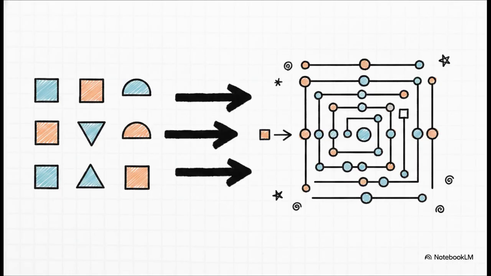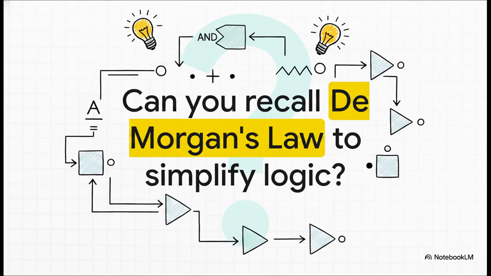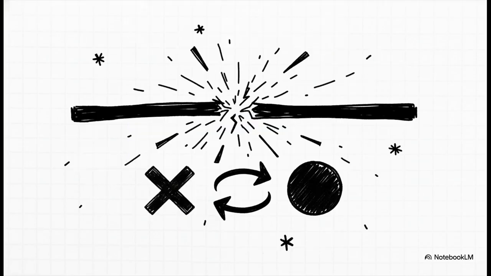Combine those and you get universal gates like NAND and NOR. They can build absolutely any logic circuit. So, what's the ultimate shortcut for simplifying these crazy complex circuits? It's De Morgan's law. Just remember, break the roof, change the sign. A plus becomes a dot, and a dot becomes a plus.